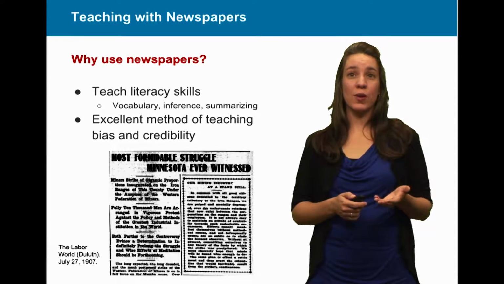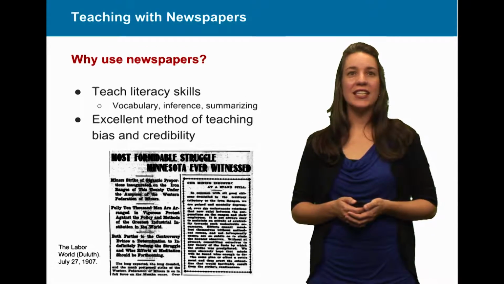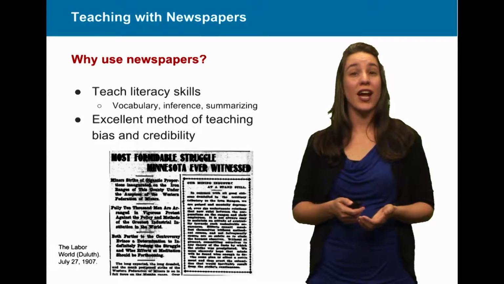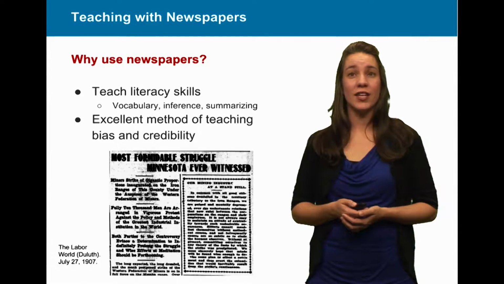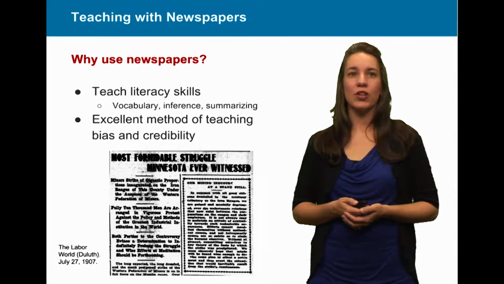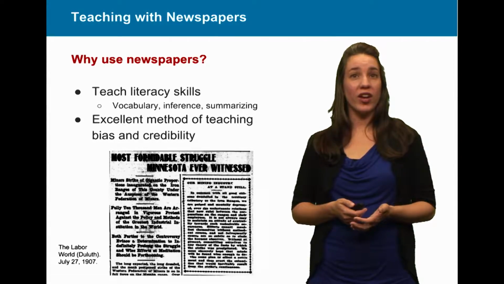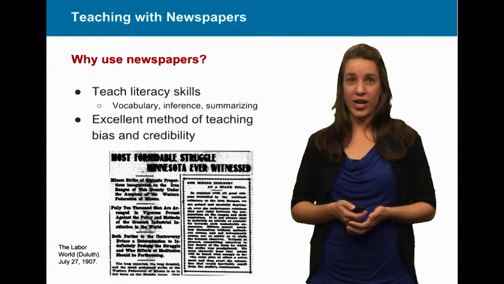You can see this newspaper that's pictured on the screen. It says, "Most formidable struggle Minnesota ever witnessed." Well, this is about an Iron Range strike in 1907. But then you can see the title of the newspaper. It's the Labor World. So the labor newspaper would have been very, very concerned about a strike on the Iron Range.